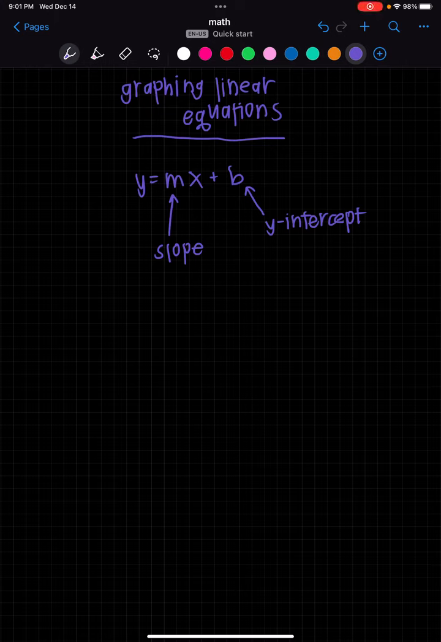Hi everyone, so now we're going to be talking about how to graph linear equations. In the last video, we talked about how to find the slope from a graph or from 2 points. Now we're going to use that slope to actually graph a line.